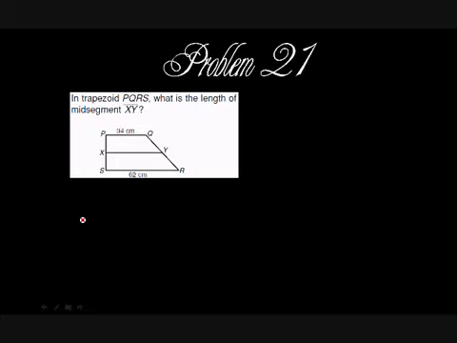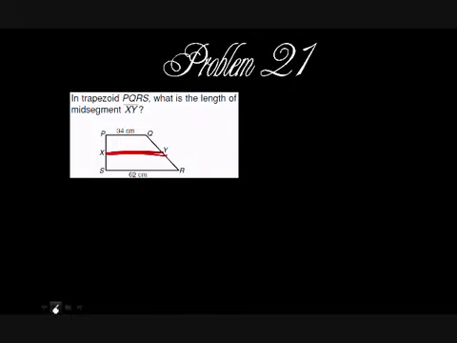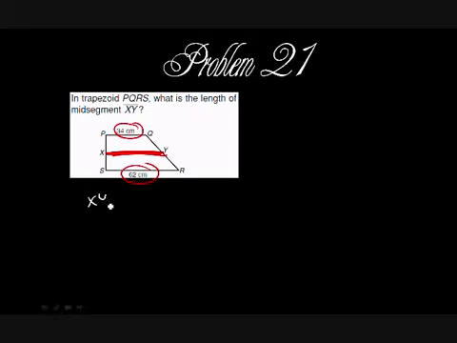Okay, problem 21, it says in trapezoid PQRS, what is the length of mid-segment XY, which is this one right here. And the only thing you need to know for this problem is that the two bases are averaged together to give us the mid-segment. So basically, the length of this guy is the average of these two. And so we're going to do XY equals 34 plus 62, and we divide that by 2. And when you do that, you get 48.